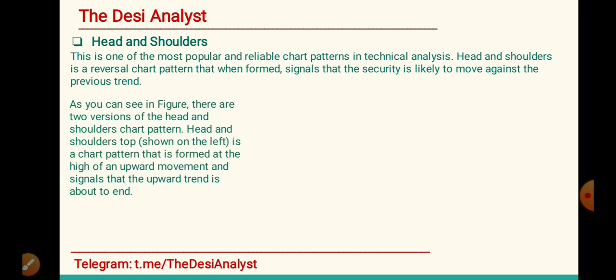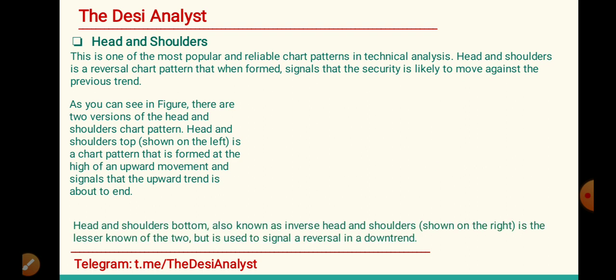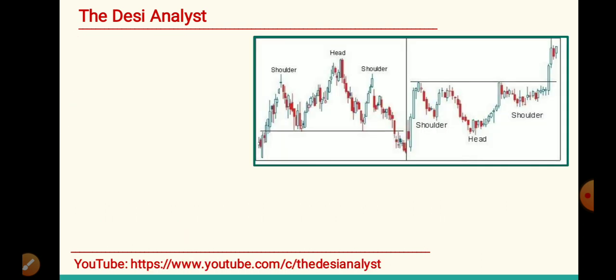As you can see in the figure, there are two versions of the head and shoulder chart pattern. Head and shoulder top, shown on the left, is a chart pattern that is formed at the high of an upward movement and signals that the upward trend is about to end. Head and shoulders bottom, also known as inverse head and shoulder, shown on the right side, is the lesser known of the two, but is used to signal a reversal in a downtrend.